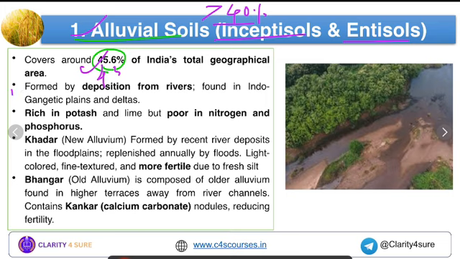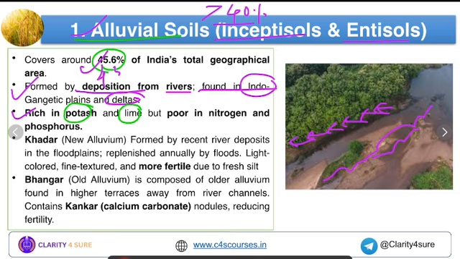Okay. So the second important fact about the alluvial soil is it is formed by the deposition from the rivers. Okay, the sediments which are carried by the rivers, when their velocity is reduced or they are in the lower zones where the speed is reduced, those deposits become too heavy for the water and start to deposit in the nearby floodplains, and those are the soils, and this is how these soils are formed. Okay, so because of the same reason they are found in the Indo-Gangetic plains and the delta regions of our subcontinent.